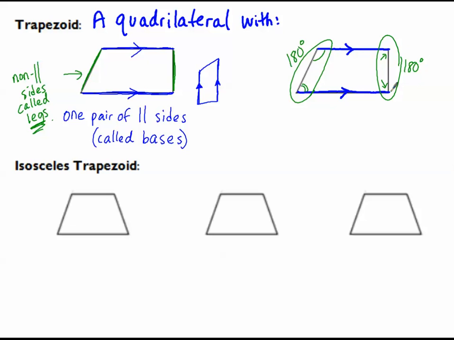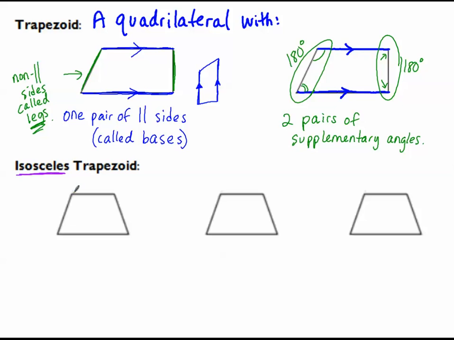So there are exactly 2 pairs of supplementary angles. There's a trapezoid. Now we can have a specific kind of trapezoid, such as the isosceles trapezoid.